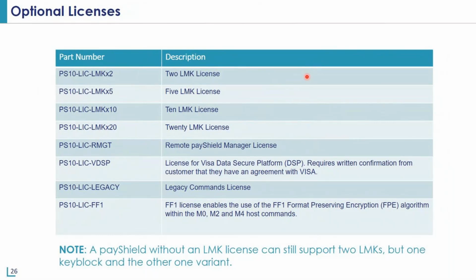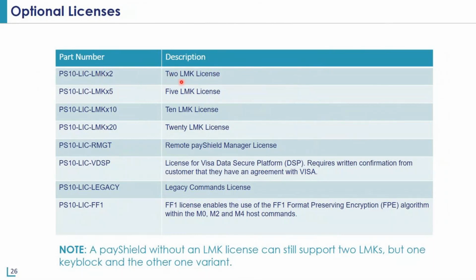Now about licenses for your LMKs. These are some optional licenses. By default, if you have just installed your payShield 10K, then you have license support for two LMKs, one key block, one variant. What is key block, what is variant, we'll learn about that. But just remember at this point that if you have no licenses, you can still create two LMKs on your payShield 10K. But if you have a requirement to create additional LMKs, then you require licenses for that.